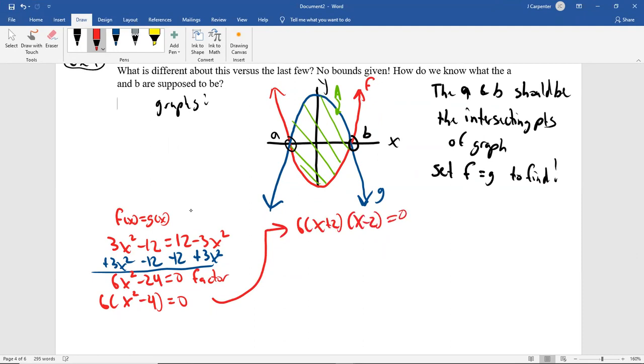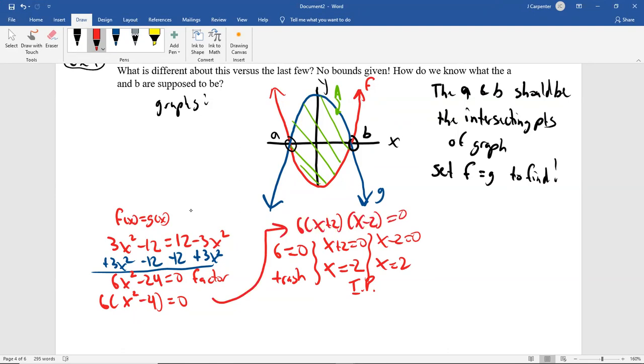Set all three of those things equal to 0: 6 equals 0, x plus 2 equals 0, and x minus 2 equals 0. The first one is trash, so we throw it away. Subtract 2, add 2. I'm not showing that work this time. You get negative 2 and positive 2 as your intersecting points. This is where they cross. And that confirms what we saw graphically, that they cross at negative 2 and positive 2. That tells us our integral.